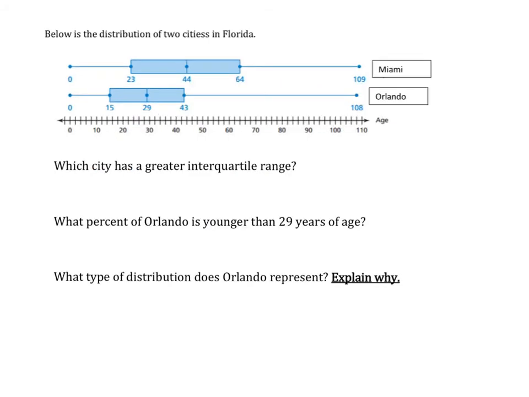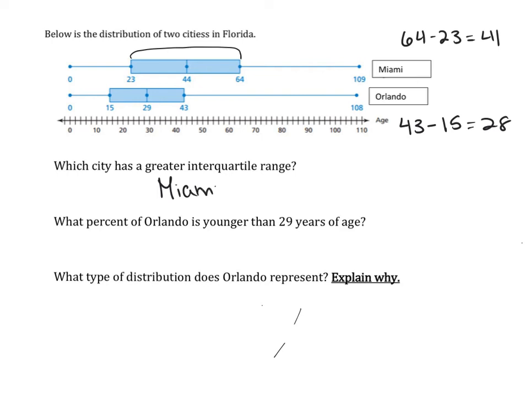Okay, now we are looking at which city has a greater interquartile range. Remember we talked about interquartile range is from Q1 to Q3. So for Miami, I would do 64 minus 23, which will give me 41. And Orlando would be 43 minus 15, which will give me 28. So we can clearly see Miami has a greater spread in their 50% of their data.